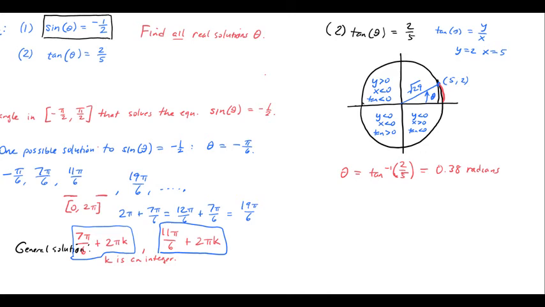And one way that I can do it is I can create another radius that starts here and goes out to the point (-5, -2). That would work because the tangent of this angle from the right-hand axis down here would be, what would that be? It would be -2 over -5, which is the same as 2/5. So that has the correct tangent as well.